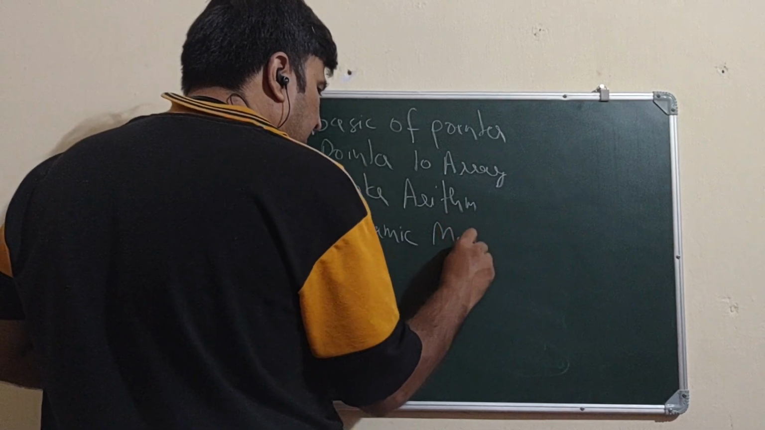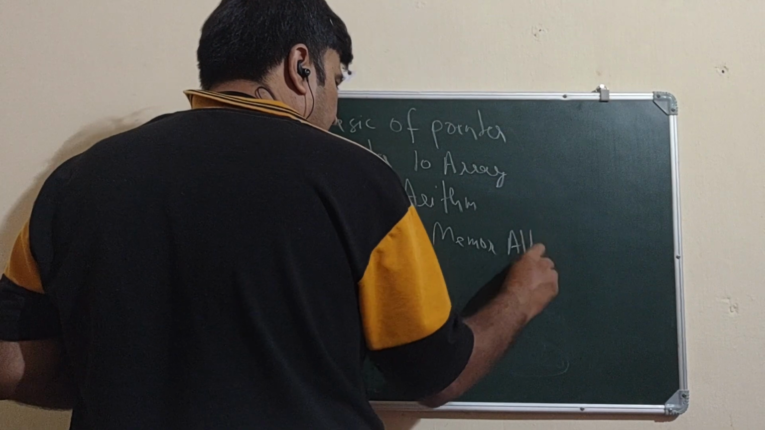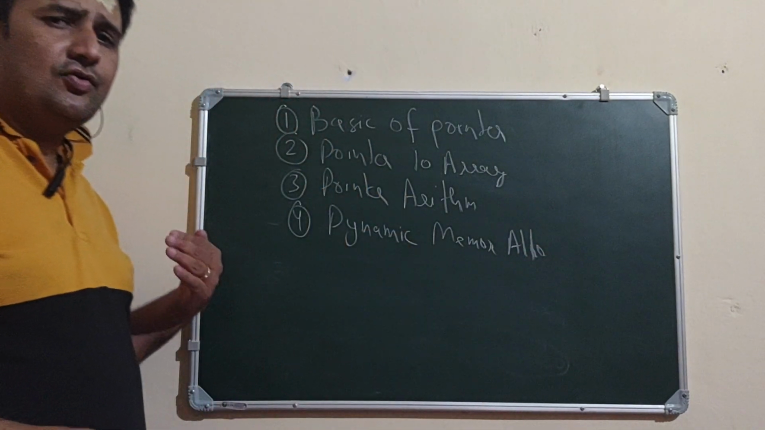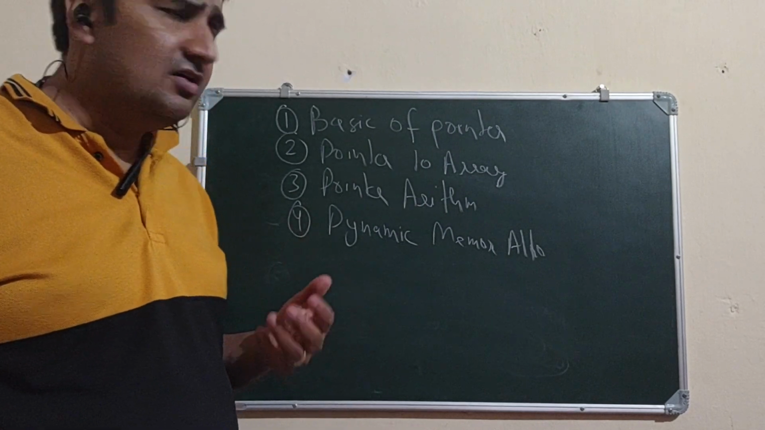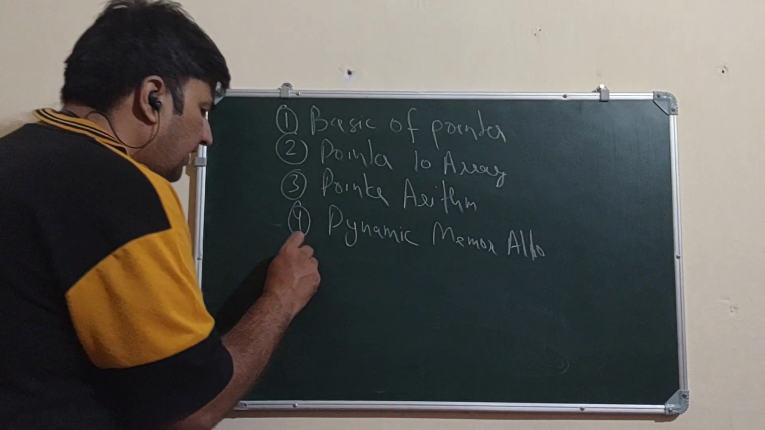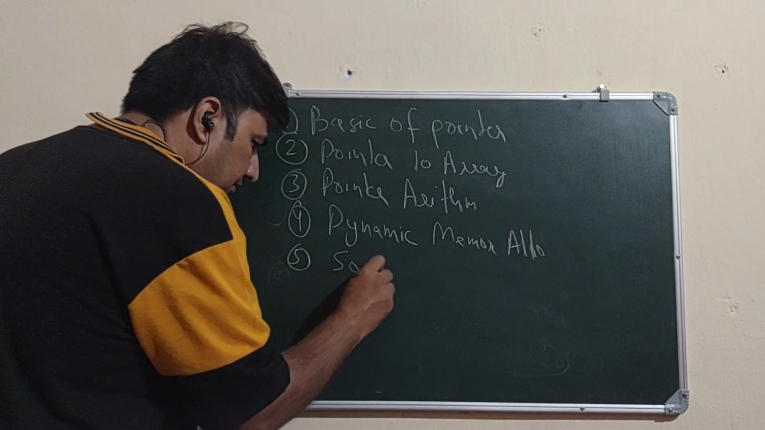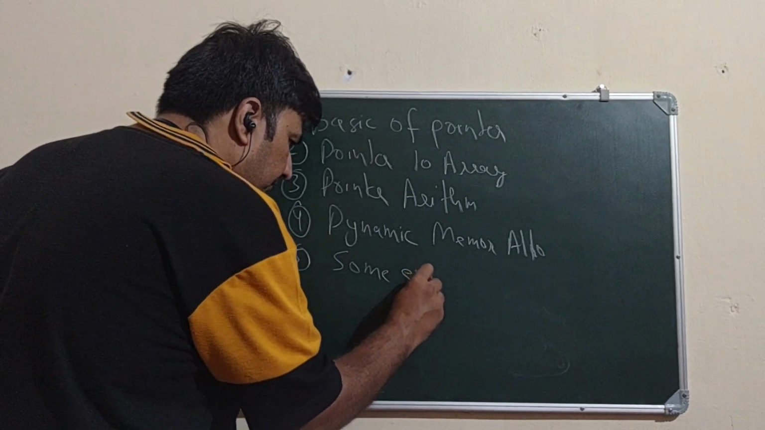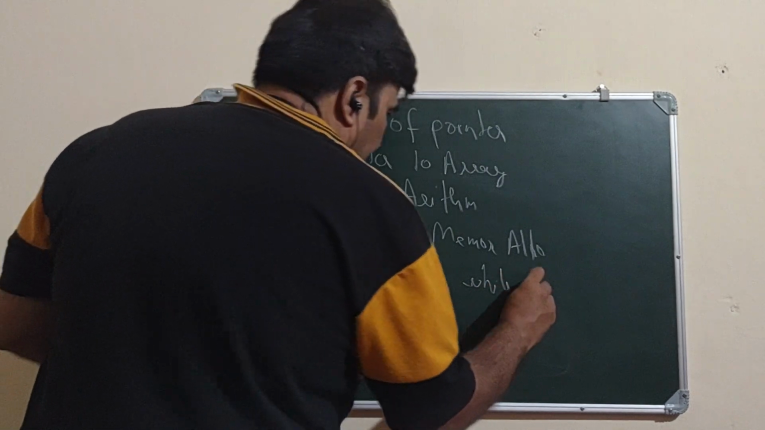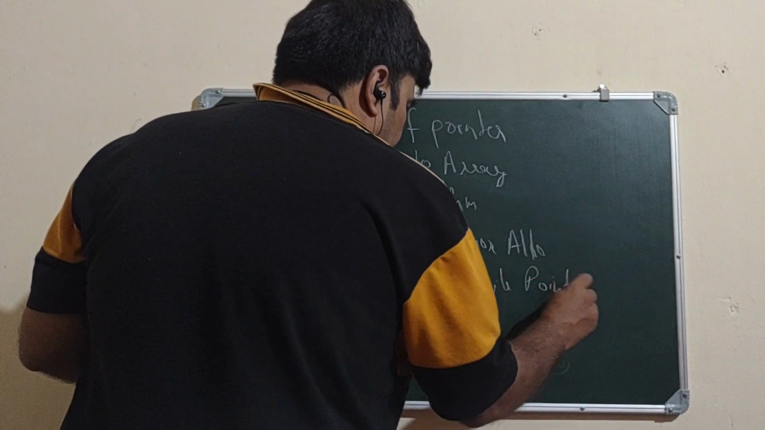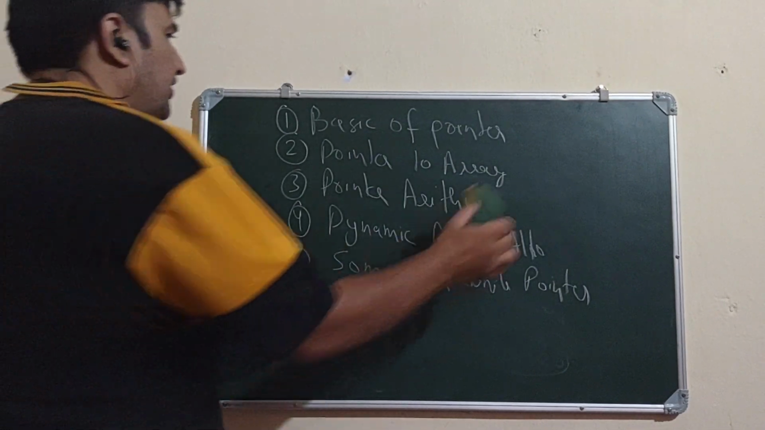Then memory allocation. Here we are going to see how to create a 1D array, how to create a 2D dynamic array and all the stuff. And finally we are going to see some errors while using pointers. So let's start with basics of pointers.